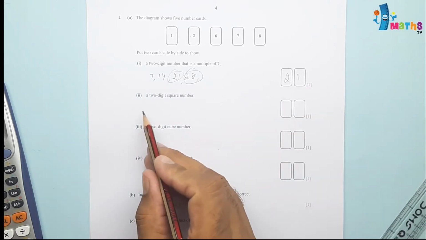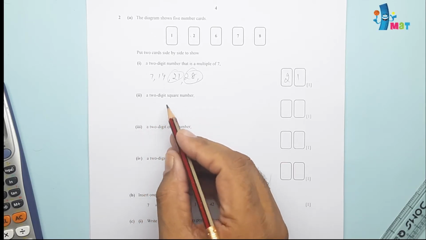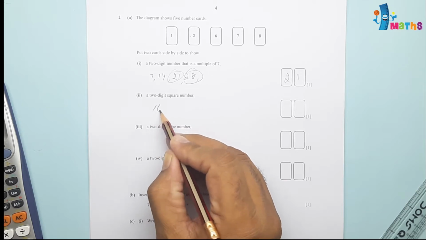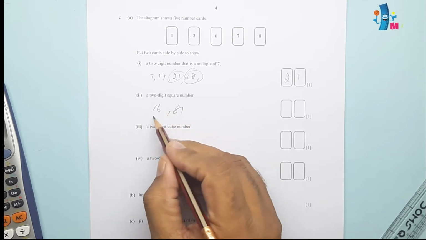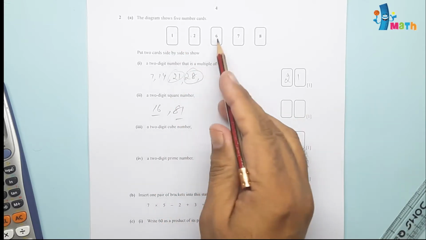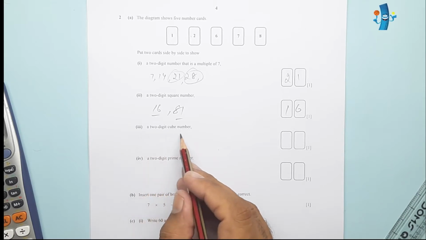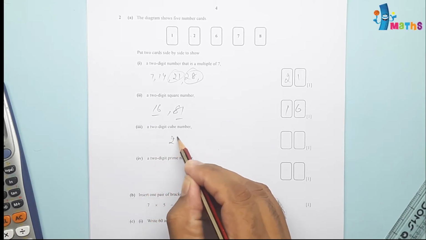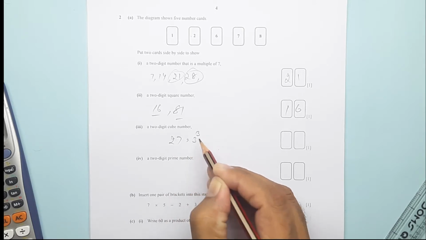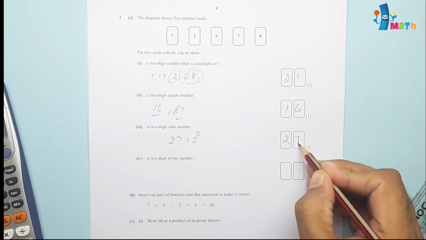So I have written 21. Second part, a 2-digit square number, and a square number is like 16 is a square number, 81 is a square number. So you can give any of these 2 numbers. I will be giving 16, you can give even 81. A 2-digit cube number. Cube number is like, for example, 27 is what? 27 is 3 cubed. So we can write 27.